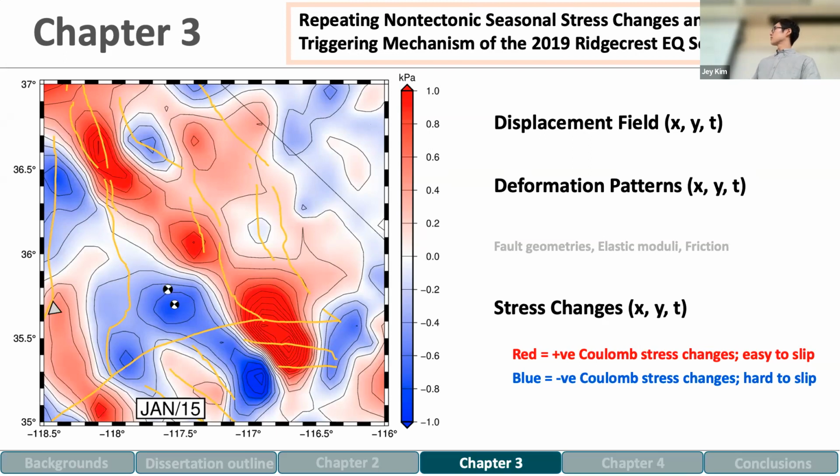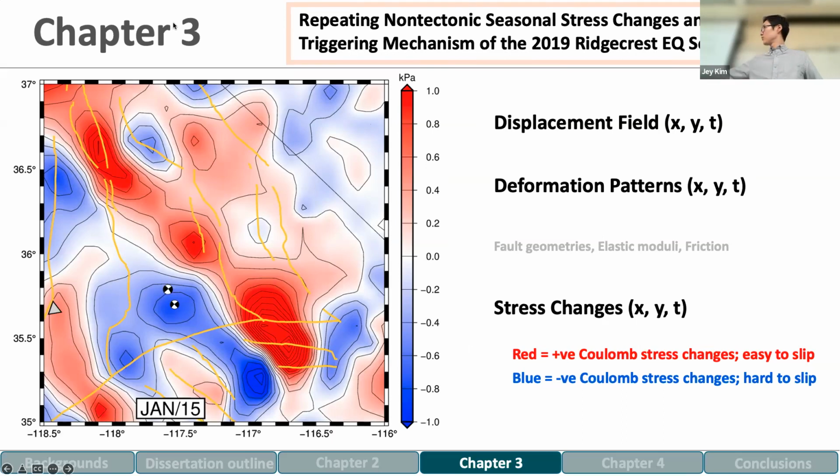Here I plot Coulomb stress changes resolved on a vertical right lateral strike slip fault. The red is positive Coulomb stress change, which means that your fault is easier to fail compared to a Coulomb stress change of 0. And blue means negative Coulomb stress change. That means your fault is harder to slip compared to 0 Coulomb stress change. And I'm going to play this movie here.